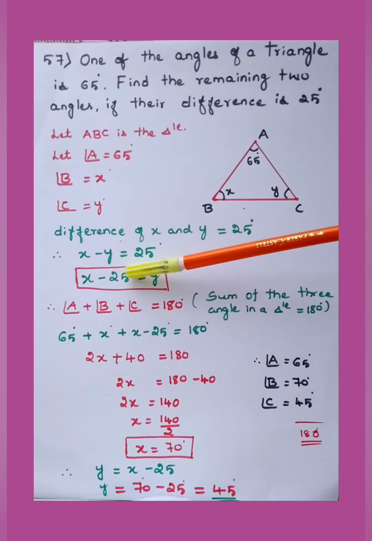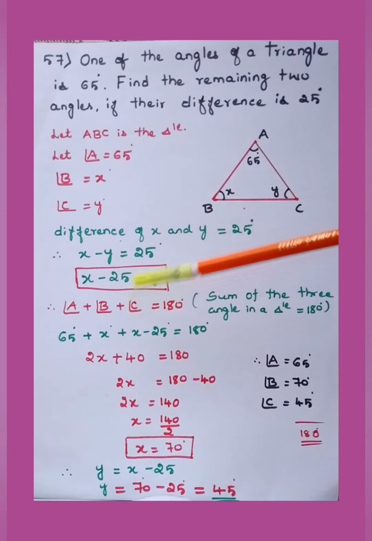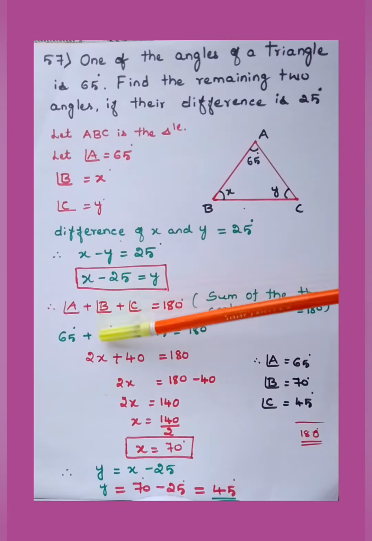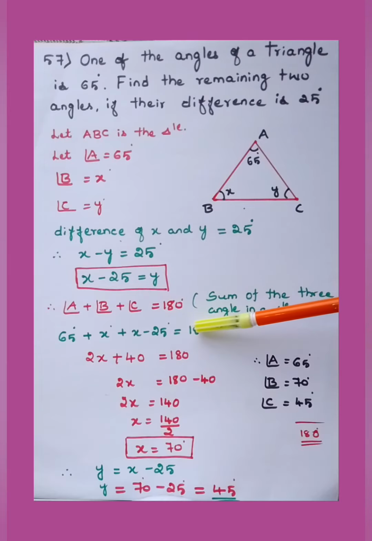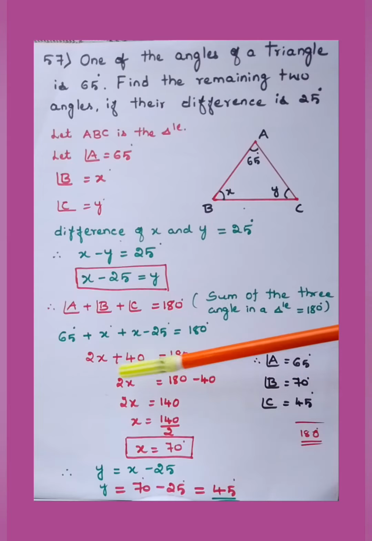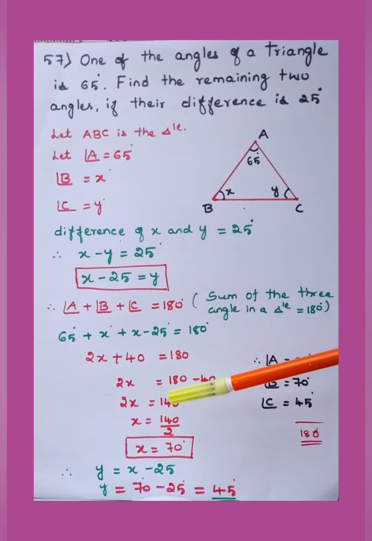Why we shift like this: when there are 2 variables in an equation it will be difficult to solve. Therefore we know that A plus B plus C is equal to 180 degree, that is, the sum of 3 angles in a triangle is 180 degree. Substitute the respective values for A, B and C. For C, substitute X minus 25, which is equal to 180. X plus X is 2X. 65 minus 25 is 40, which is equal to 180. Shift this 40 to the right hand side, becomes minus 40. Therefore 2X is equal to 180 minus 40, which is 140.